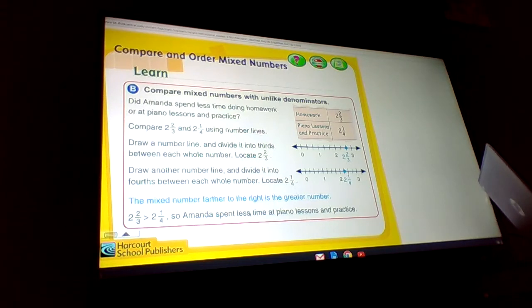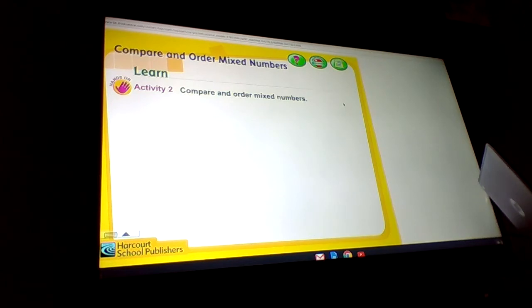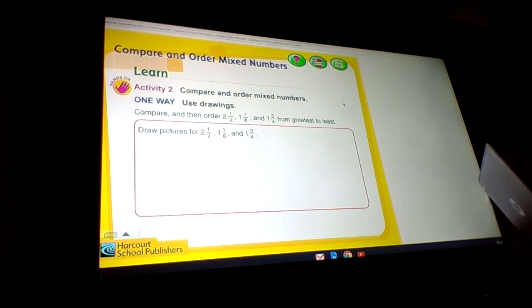Amanda spent less time at piano lessons and practice than she did doing her homework. Okay. I like this. They're going to show you drawings, but here in a minute we're going to get into the little bit tougher part. So we can draw pictures for 2 1/2. Everyone see that? 2 1/2. 1 1/6. And 1 3/4.